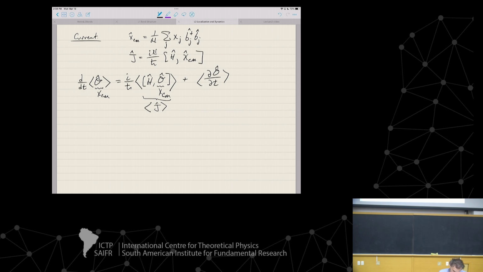You can show that this has a nice form, and I give some details of this in the notes. You can show that this has the form sum over all pairs of lattice sites j and k times the tunneling between j and k, and then the distance between them.